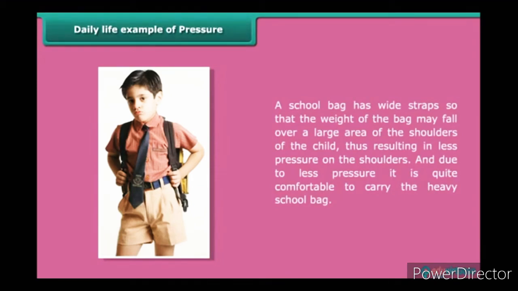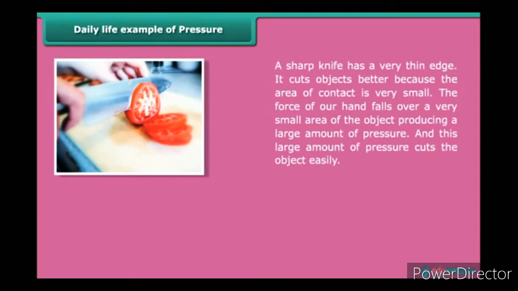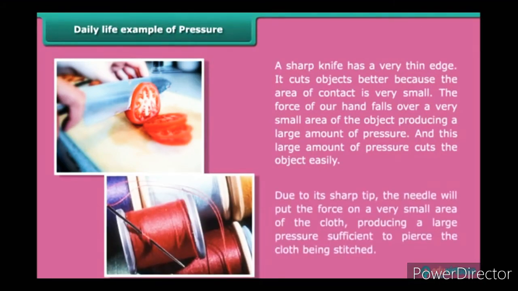A sharp knife has a very thin edge. It cuts objects better because the area of contact is very small. The force on the hand falls over a very small area of the object, producing a large amount of pressure, and thus a large amount of pressure cuts the object easily. Due to its sharp tip, the needle puts the force on a very small area of the cloth, producing a large pressure sufficient to pierce the cloth being stitched.